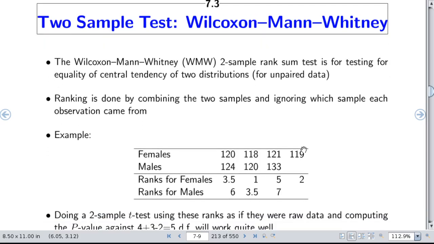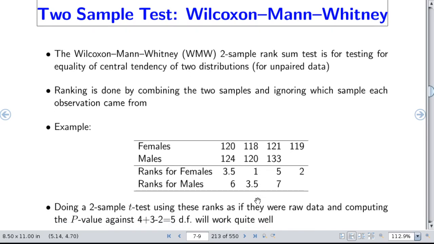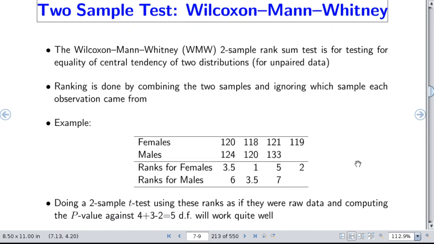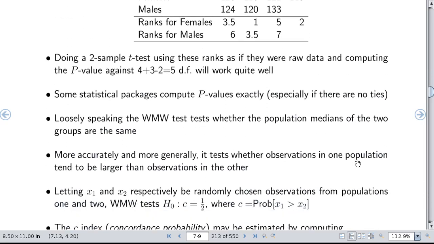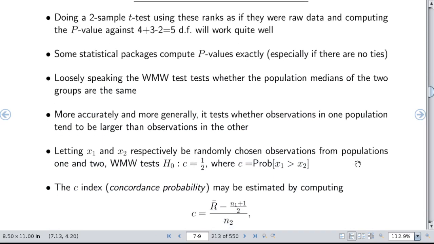So here's an example where we're comparing males and females, and we have these values for females, these values for males, and we get the ranks for the females. So you're ranking the female measurements among all seven, combining males and females, and these are the ranks of the males among all seven. And you see that there was a male value tied with a female value, and so you get a mid-rank for those ties of 3.5. And then we can do a two-sample t-test as if the ranks were the raw data, and you get a pretty accurate p-value doing that. If there are no ties, you can get exact p-values.